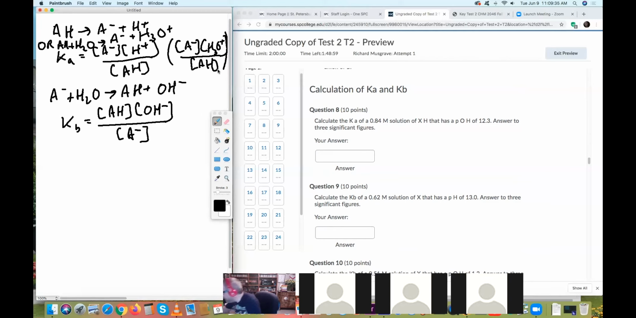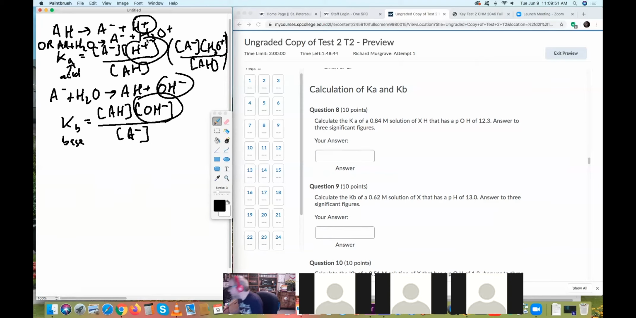So the A here stands for acid, which means that we're looking at H plus as a product. That's the most important thing there. And for B, the B stands for base, which means we're looking at OH minus as a product.